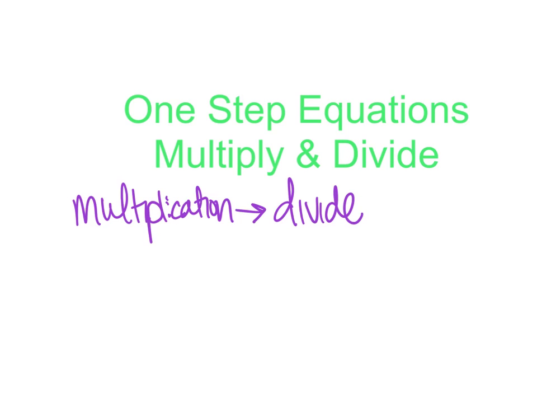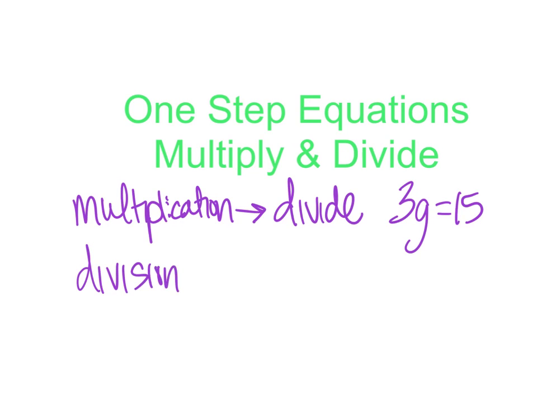Okay? So if you have a math problem with multiplication in it, like 3 times g equals 15, that has multiply. 3 times g, that's a multiplication equation. So I would have to divide to get rid of it. What if I had an equation with division in it? What's the inverse operation of division? Multiplication.